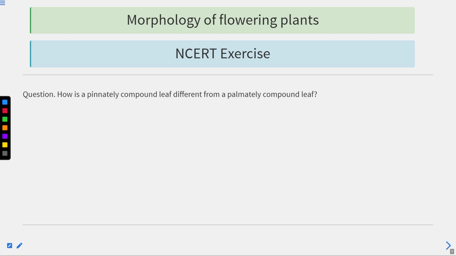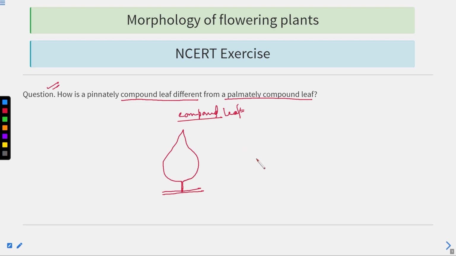The first question is, how is pinnately compound leaf different from palmately compound leaf? So there are compound leaves. First of all, let us understand what is a compound leaf. This is the simple leaf, one leaf that is attached to the stem here at the nodal region.